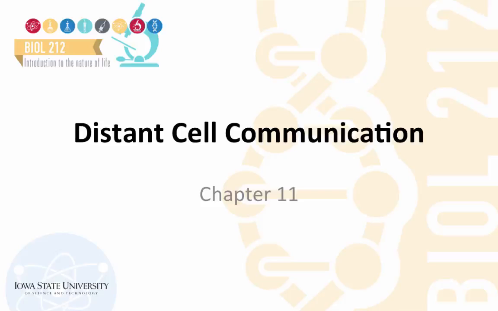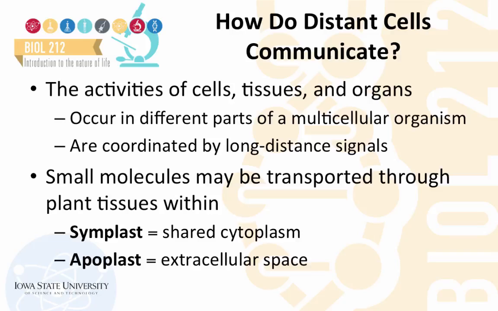In this video, we'll learn how distant cells communicate with each other. Activities that are carried out inside cells, tissues, and organs occur in different parts of a multicellular organism and are coordinated by long-distance signals. These signals are usually small molecules that may be transported through plant tissues within organizations such as the symplast, meaning shared cytoplasm, or apoplast, meaning travel through extracellular space.